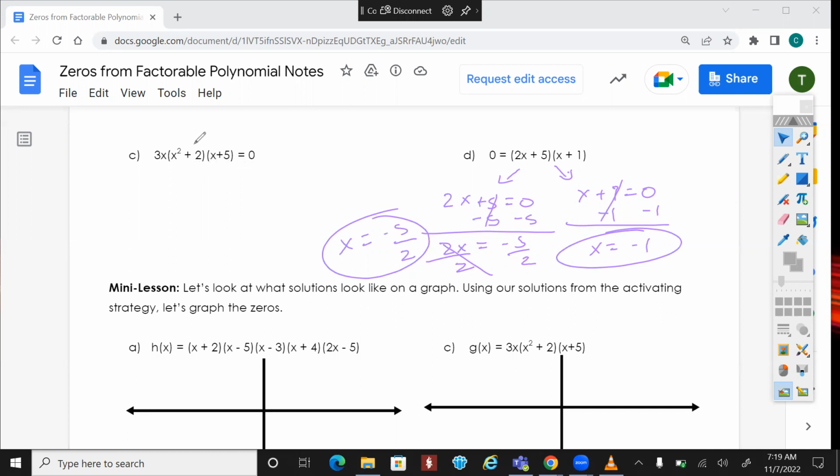On C, we're going to do the same thing. We're going to set all of these equal to 0. Now, when I divide by 3, I'm still going to get x equals 0. So everybody see where I got that from. On the x plus 5, I'm going to subtract 5. And so x is going to equal -5.